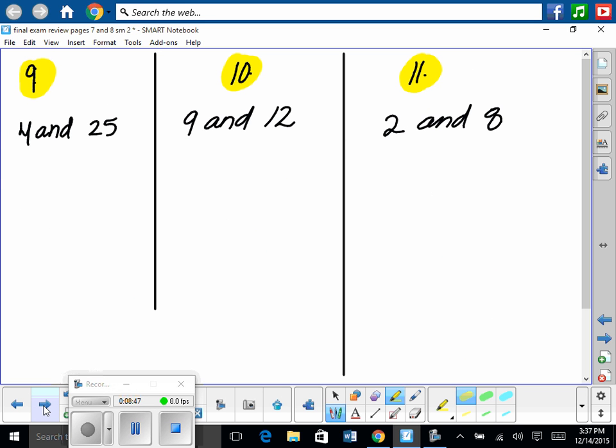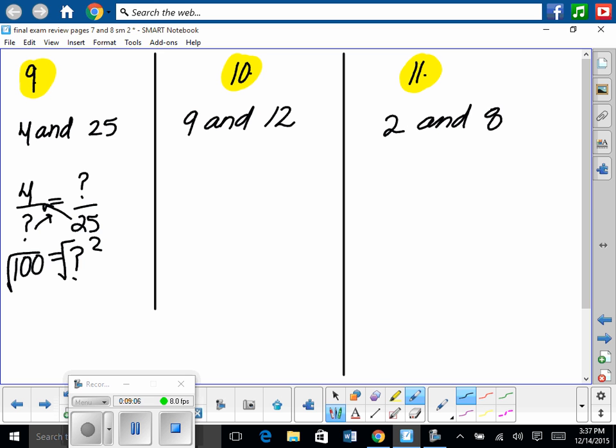We're asked to find the geometric mean on this, so we set up our little thing as 4 over question mark is equal to question mark over 25. So we cross multiply, so I multiply up and I multiply up. So I'm going to have 100 equal to question mark squared. Then I square root both sides, so 10 is equal to question mark. That's our geometric mean.